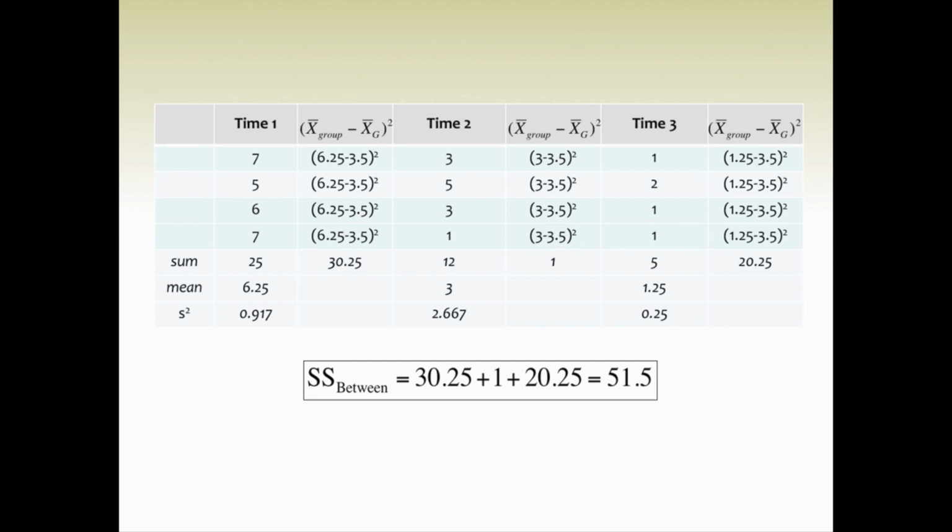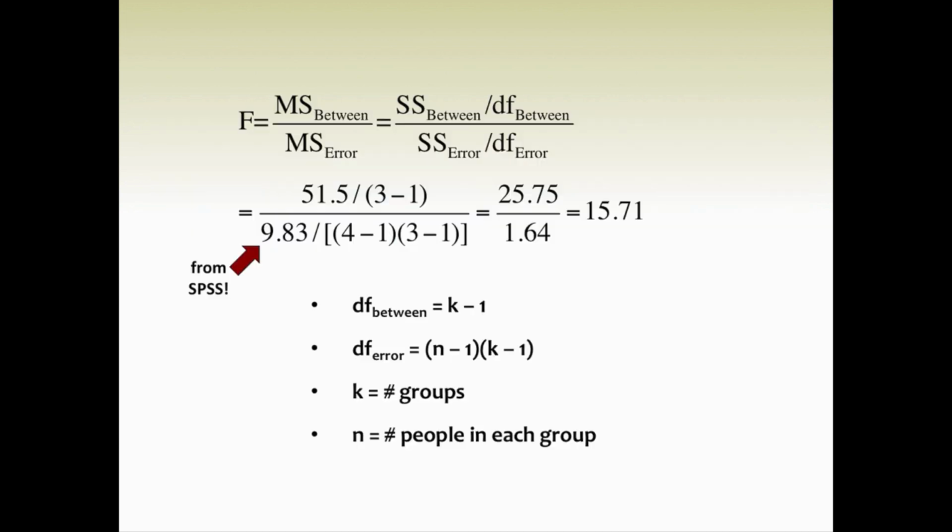Same thing for time 2. 3 is your group mean, so 3 minus 3.5 squared. You do that 4 times and add them up to get 1. And then 1.25 minus 3.5, that's the group mean for time 3 minus the grand mean, squared 4 times, added up is 20.25. Then you add up those three sums, 30.25, 1, and 20.25, to get your overall sum of squares between, 51.5. So it's the same process again as for independent samples ANOVA.